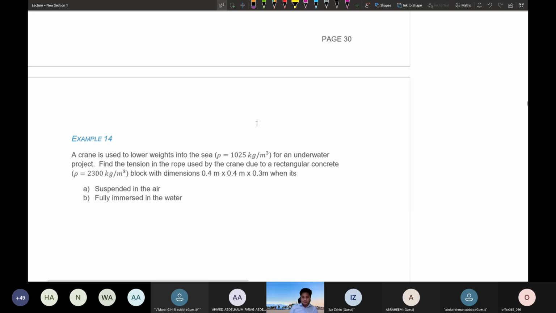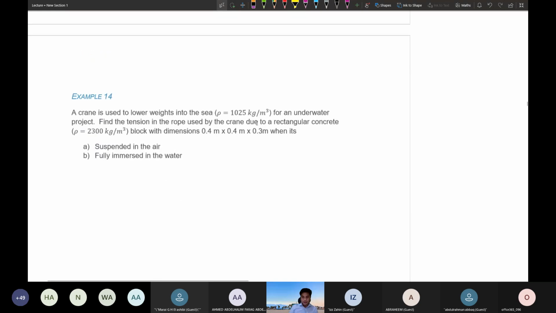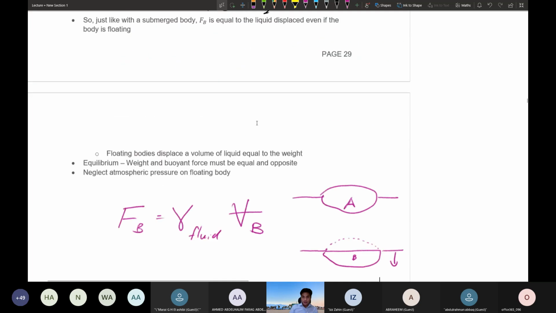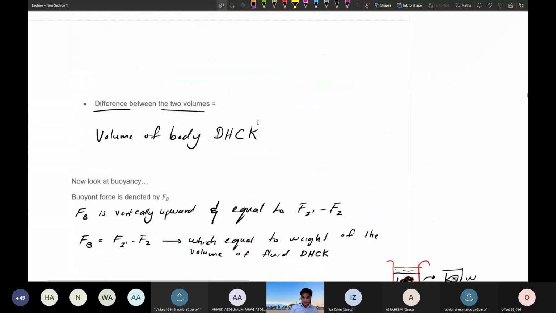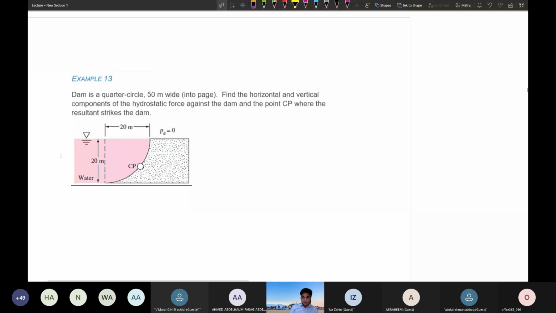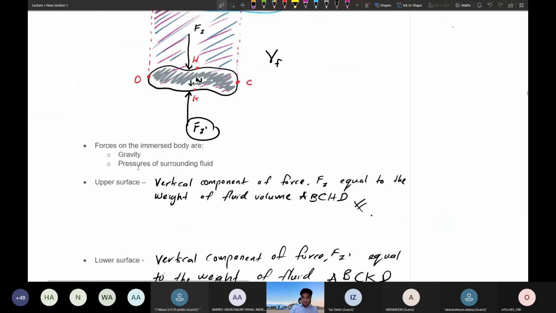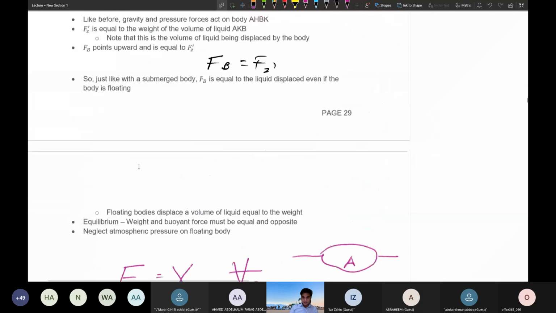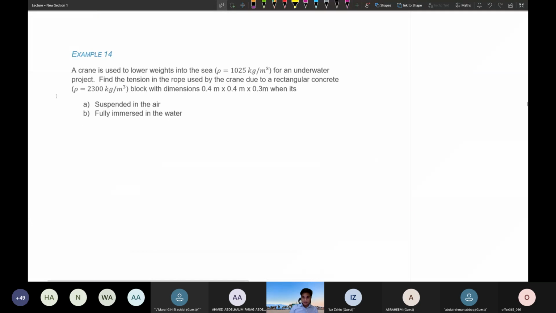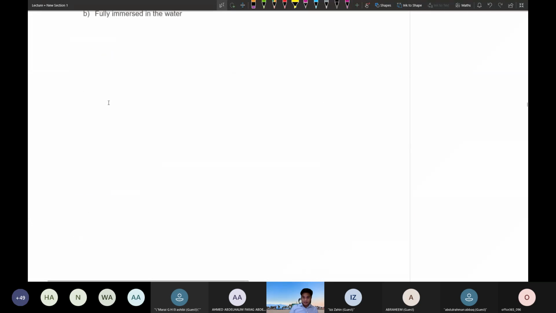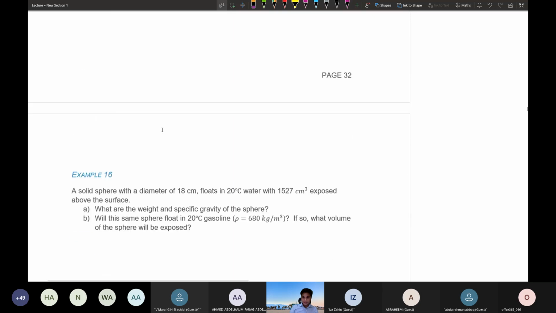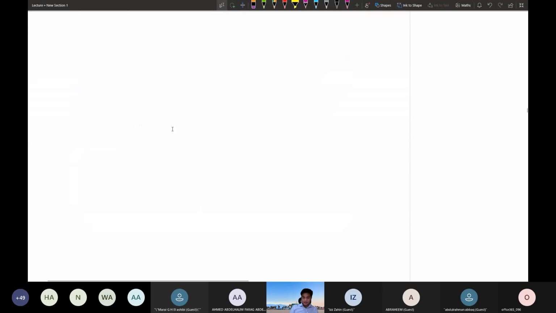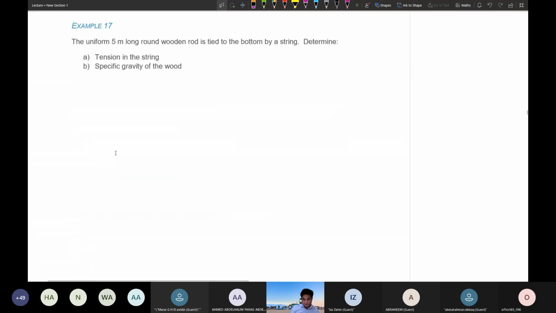For this tutorial part, I'm going to show you step by step. I promise I will upload this section: Example 13, the curved surface, as well as Example 14, the suspended crane, as well as this one. I will try to upload these. Okay, everyone.